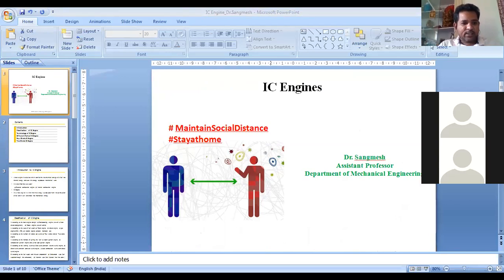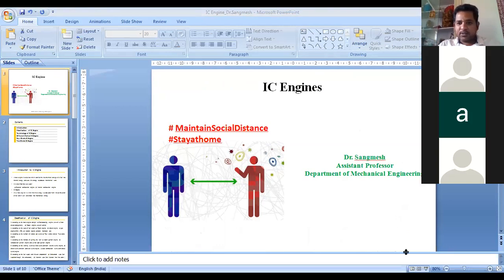We know that IC engines, more or less, we are very close to them. We normally use them in our day-to-day application, right? So in this, it's a very vast subject.